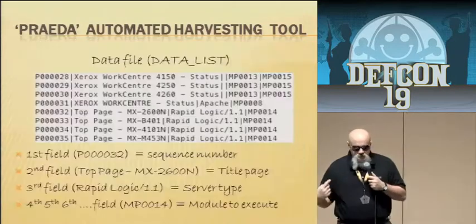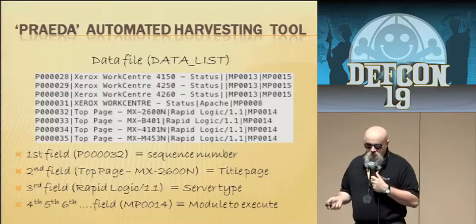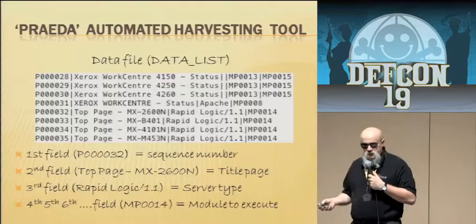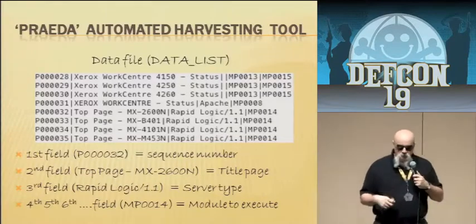The data file, this is the structure of the data file. There's 4+ fields in the data file. The first field is nothing more than a sequence number. The second and third fields are the method we use for fingerprinting.